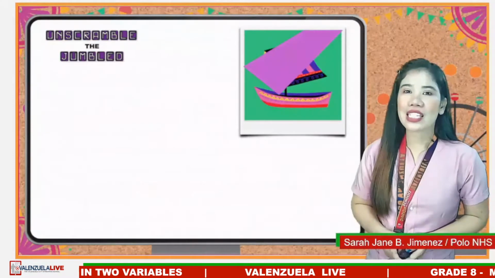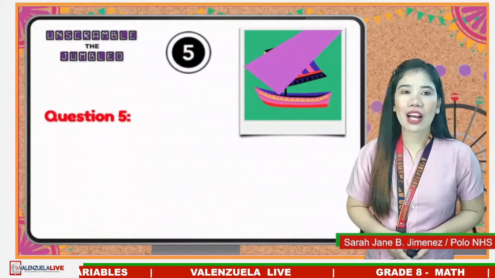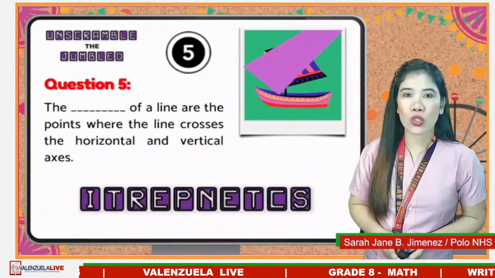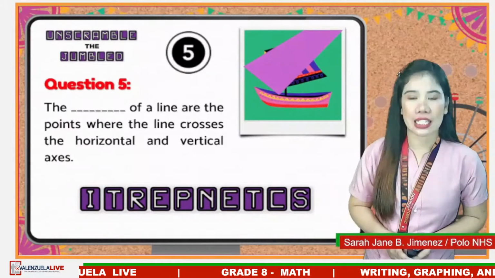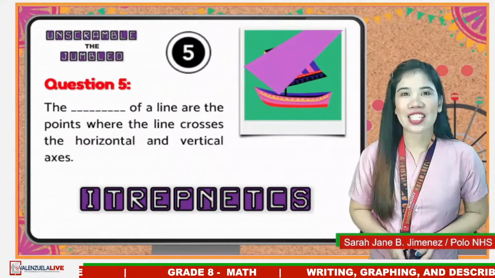And for the last statement, the blank of a line are the points where the line crosses the horizontal and vertical axis. Timer starts now.